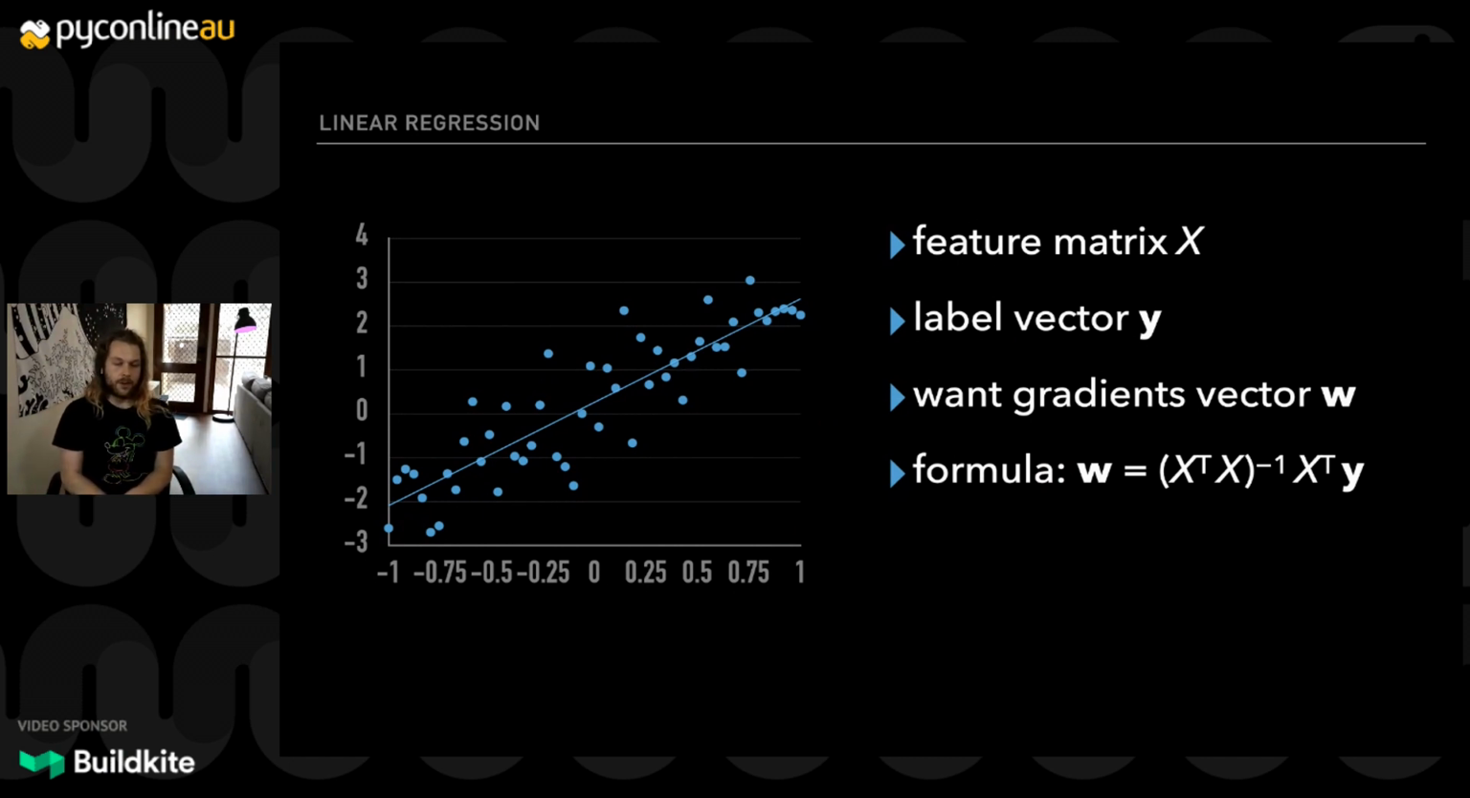Linear equations are very, very important. So for example, in linear regression, we have a feature matrix X, we have a label vector y, and we want to find the weights w. The formula for w involves solving a system of linear equations. That's where we compute the matrix inverse of X transpose X.